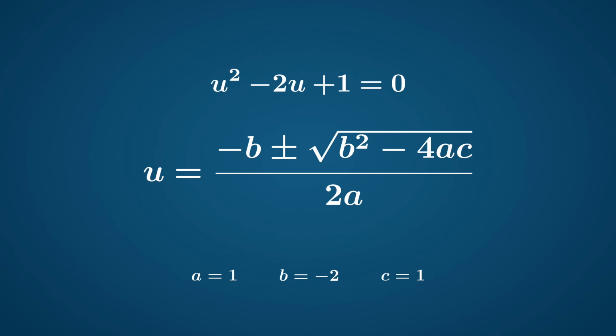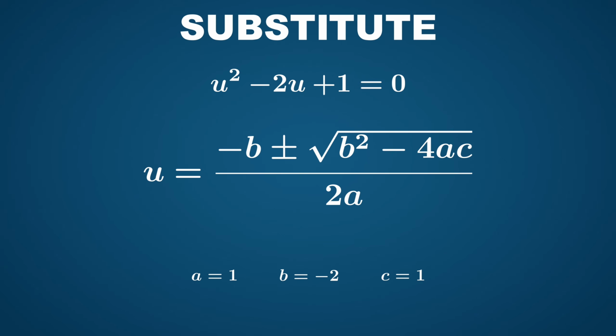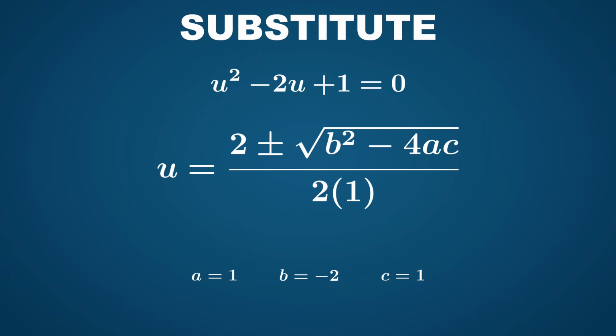We substitute these three numerical values directly into the quadratic formula. We begin with u equals the negative of b. Since b is negative 2, the negative of negative 2 becomes a positive 2. We write a positive 2. We write the plus or minus symbol.